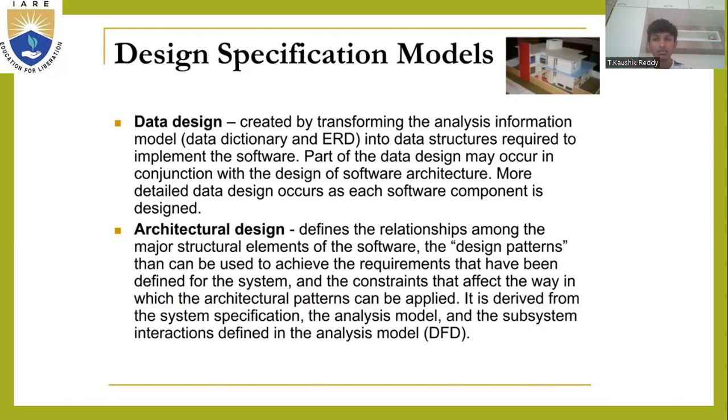Architectural design designs the relationship among the major structural elements of the software. It covers the design patterns that can be used to achieve the requirements that have been defined for the system, and the constraints that affect the way in which the architecture patterns can be applied. It is derived from the system specification. The analysis model and the subsystem interactions define an analysis model DFD.